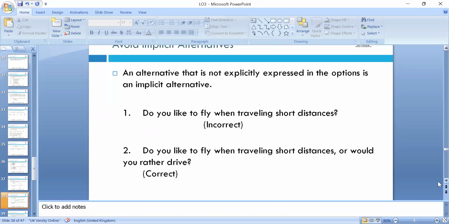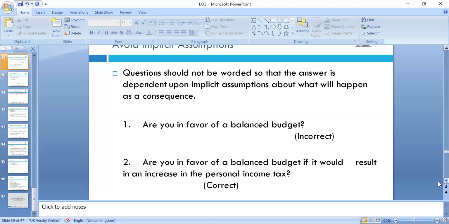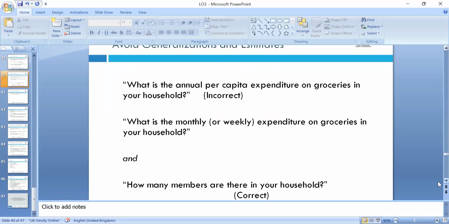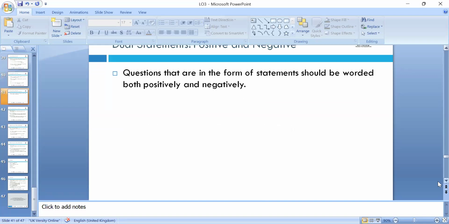Do you like to fly when traveling short distances? Incorrect. Maybe we can say, do you like to fly when traveling shorter distances, or would you rather drive? So now we are giving options, and that's most appropriate. Are you in favor of a balanced budget? Are you in favor of a balanced budget if it would result in a cut in personal income? So these are all the questions, guys, and we can look at the correct way to format them. The question is an informed statement, positive and negative.